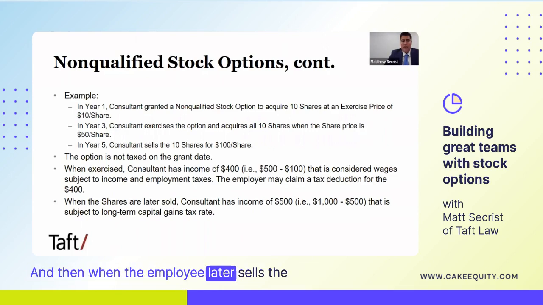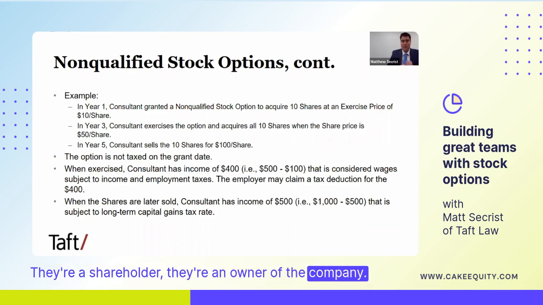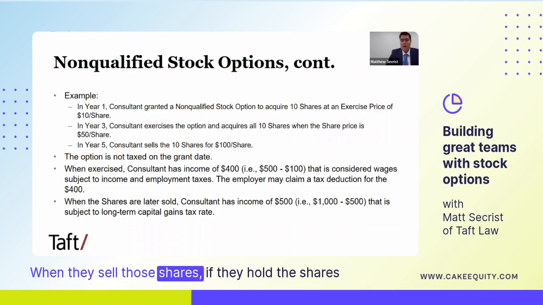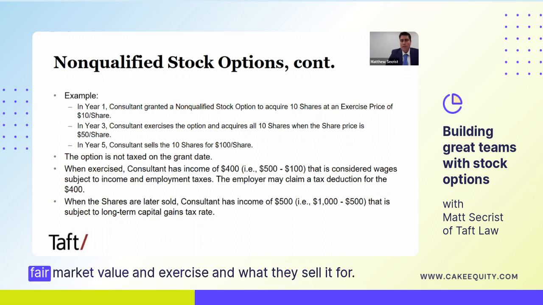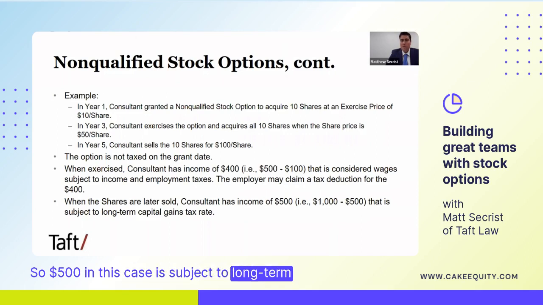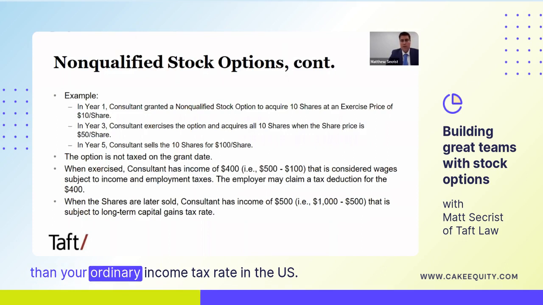And then when the employee later sells the shares that they acquired, because when they exercise, they actually have shares. They're a shareholder. They're an owner of the company. When they sell those shares, if they hold the shares for at least a year, then any gain between the fair market value at exercise and what they sell it for, so $500 in this case, is subject to long-term capital gains tax. And that's a lower tax rate than your ordinary income tax rate in the US.